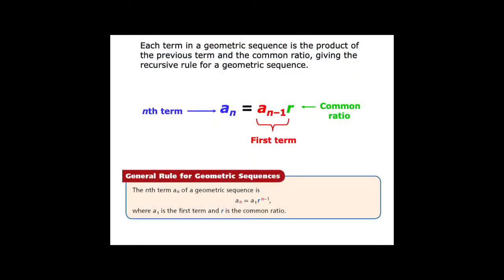Each term in a geometric sequence is the product of the previous term and the common ratio, giving the recursive rule for a geometric sequence, which is a sub n, your nth term, equals a sub n minus 1, which is your previous term, times r, which is your ratio. General rule: the nth term, a sub n, of a geometric sequence is a sub n equals a sub 1 times r to the n minus 1 power, where a sub 1 is the first term and r is the common ratio.